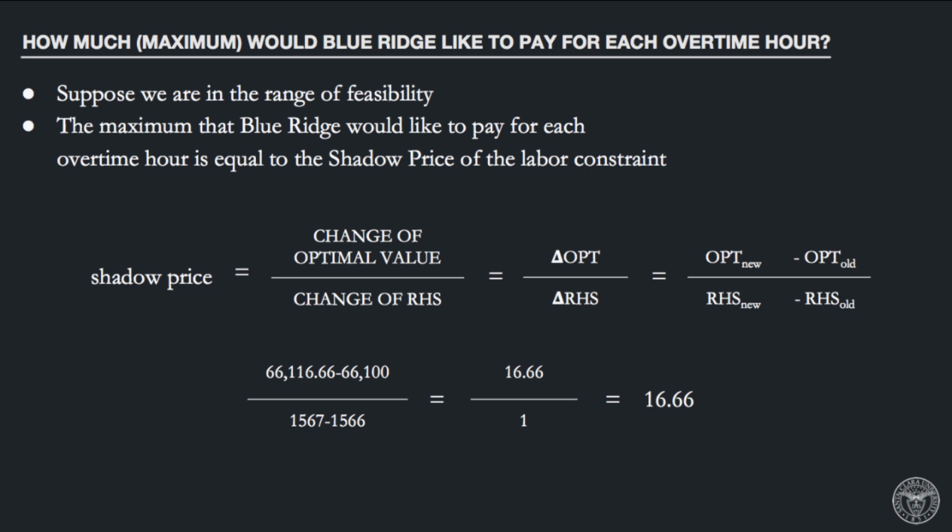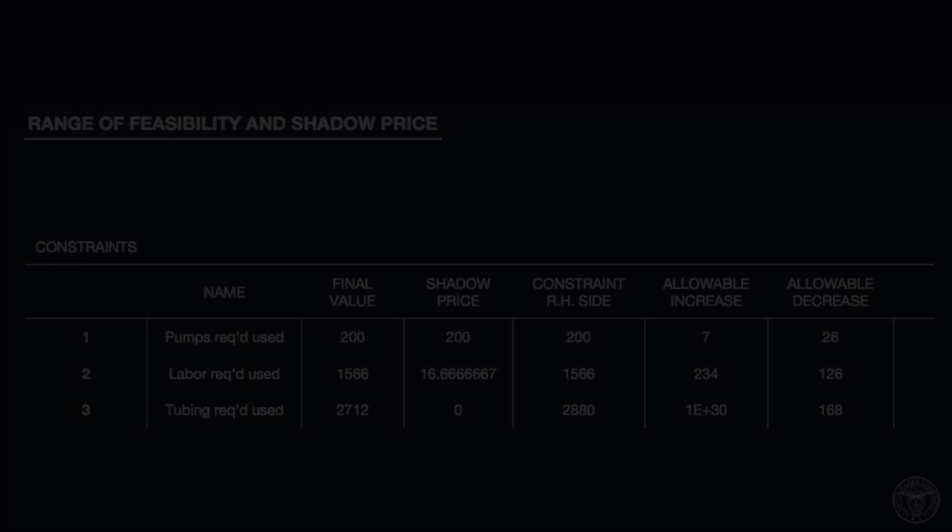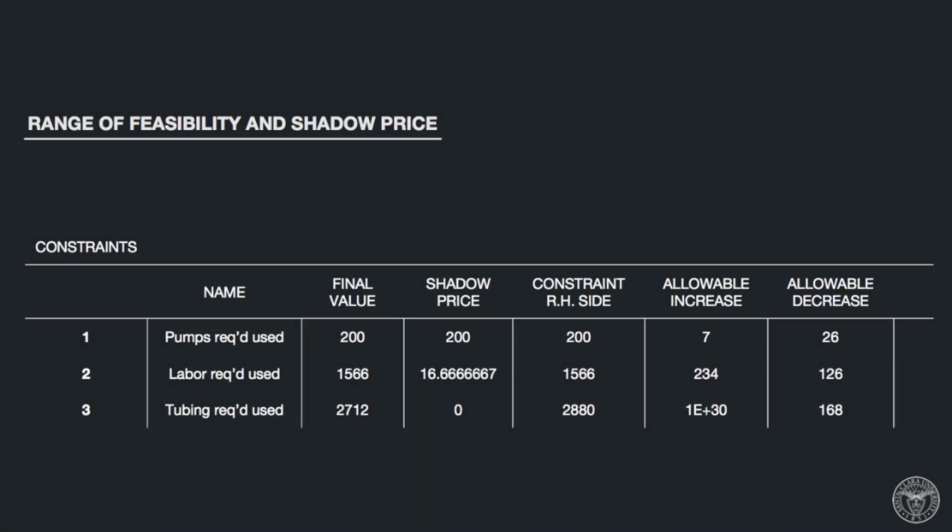This is the way we can use Solver to resolve the entire problem by changing the right-hand side value to get the shadow price. But of course, after we run the Solver, we can get the sensitivity table for the range of feasibility and the shadow price. In this table, we have the constraints as the title. It refers to the range of feasibility table.